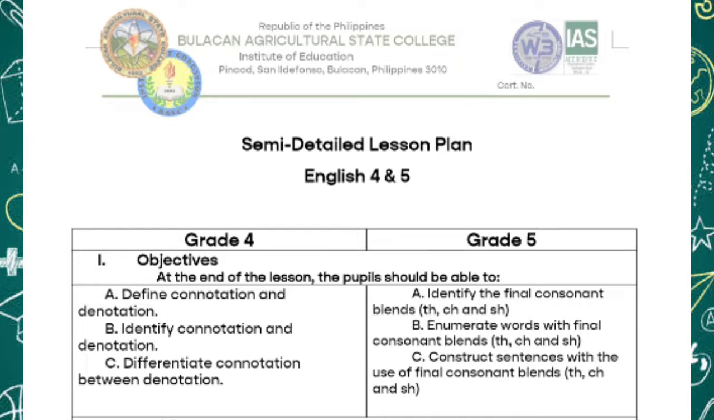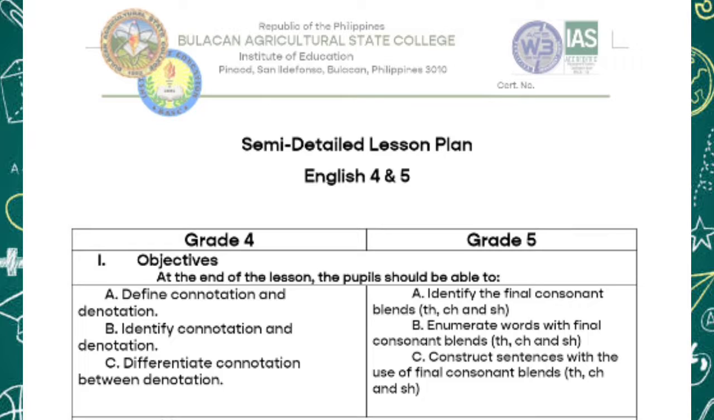Semi-detailed lesson plan, English 4 and 5. In the grade 4 column, the objectives are: at the end of the lesson, the pupil should be able to A. Define connotation and denotation, B. Identify connotation and denotation, C. Differentiate connotation from denotation.